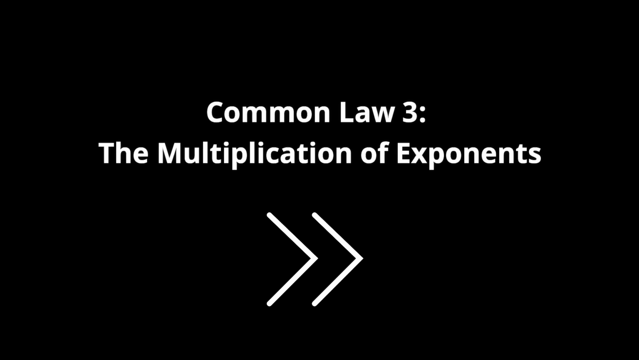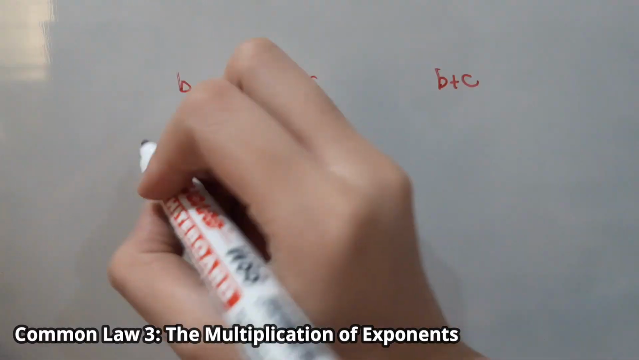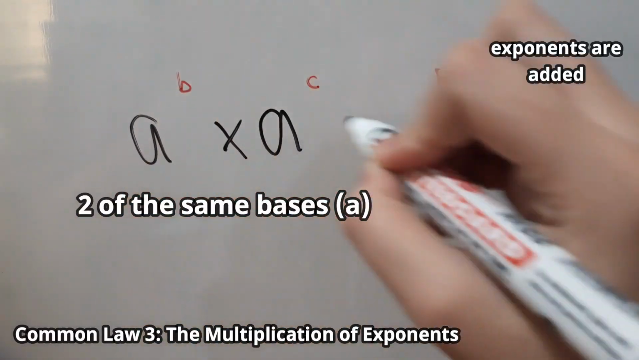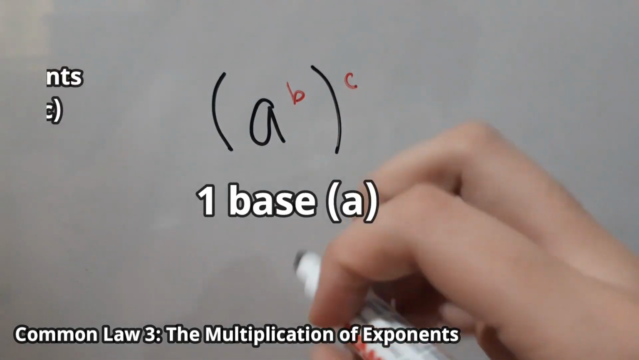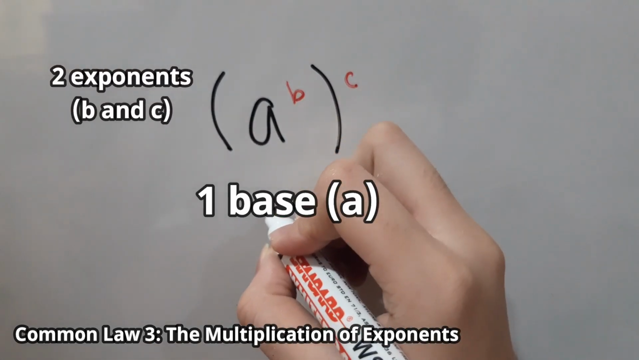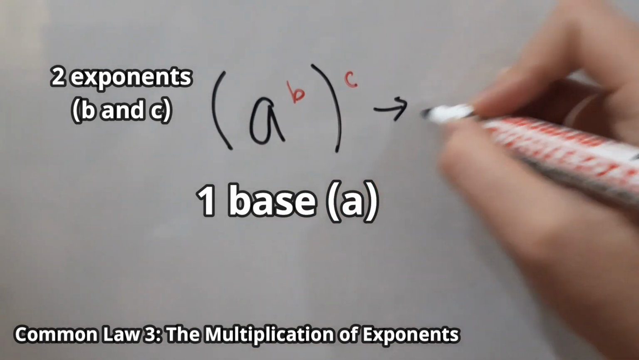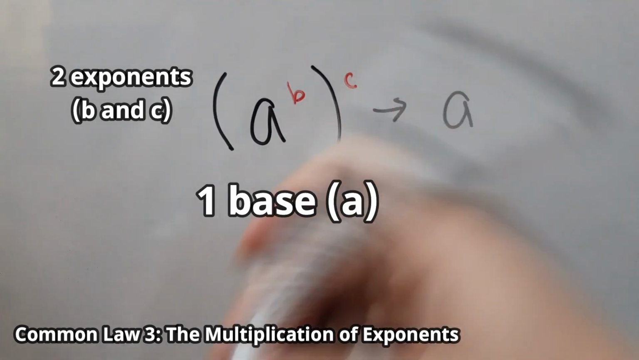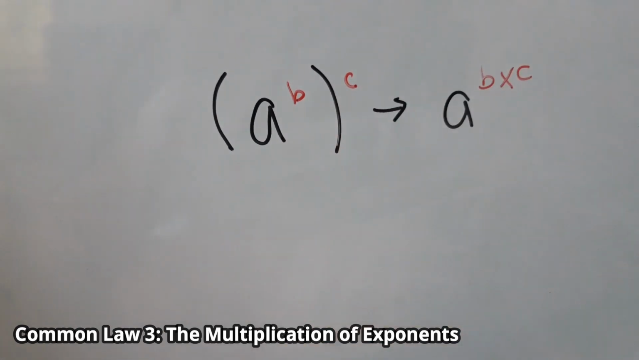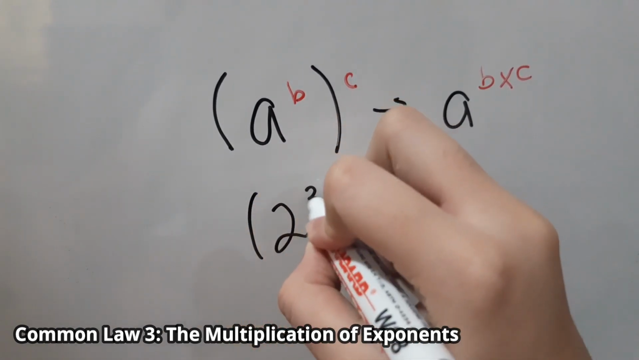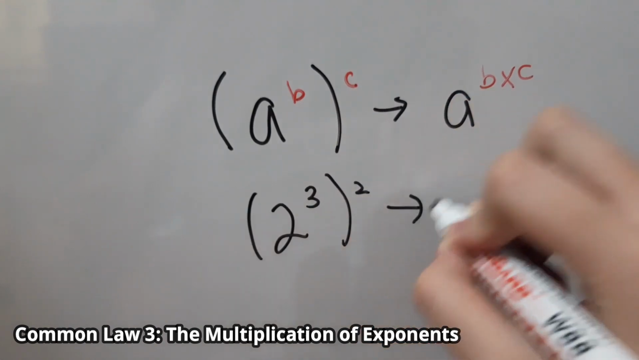Common Law 3. The multiplication of exponents. Next, exponents can be multiplied. Before, when there are two of the same bases, you add the exponents together. Now there's only one base, but two exponents, one outside the parenthesis and one inside. If you see this kind of expression, you can multiply them. If we have 2 to the power of 3 inside a set of parentheses with the power of 2 outside, we can immediately get 2 to the power of 6.